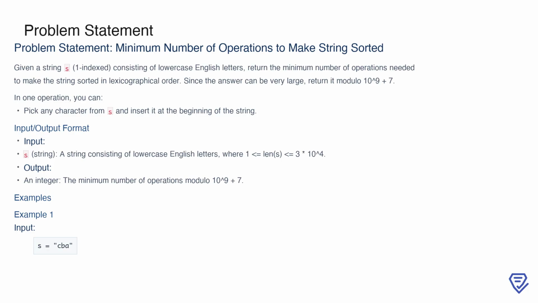However, because the result can become very large, we must return the answer modulo 10 to the power of 9 plus 7. For the input, S is guaranteed to be a string containing lowercase letters and has a length between 1 and 30,000. The output is simply an integer representing the minimum number of required operations, modulo 10 to the power of 9 plus 7. To understand this better, let's dive into some examples.